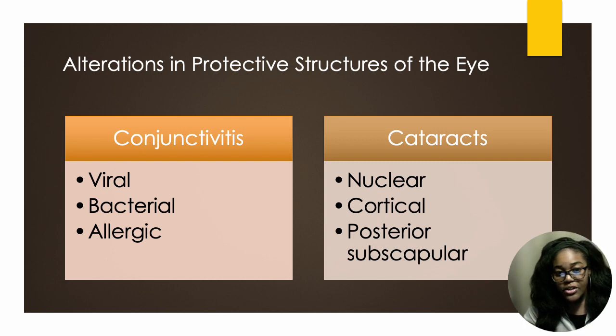You have the posterior subscapular cataract, and this begins at the back of the lens, and it results in a halo effect or glare around the eyes. So this is a type of cataract that produces that glare or halo effect within the eyes, and it is rapid in its progression. It can happen within months compared to that of the nuclear sclerotic, which happens in years, and again it is associated with aging. So make sure you know the differences between the three types of cataracts and the three types of conjunctivitis.